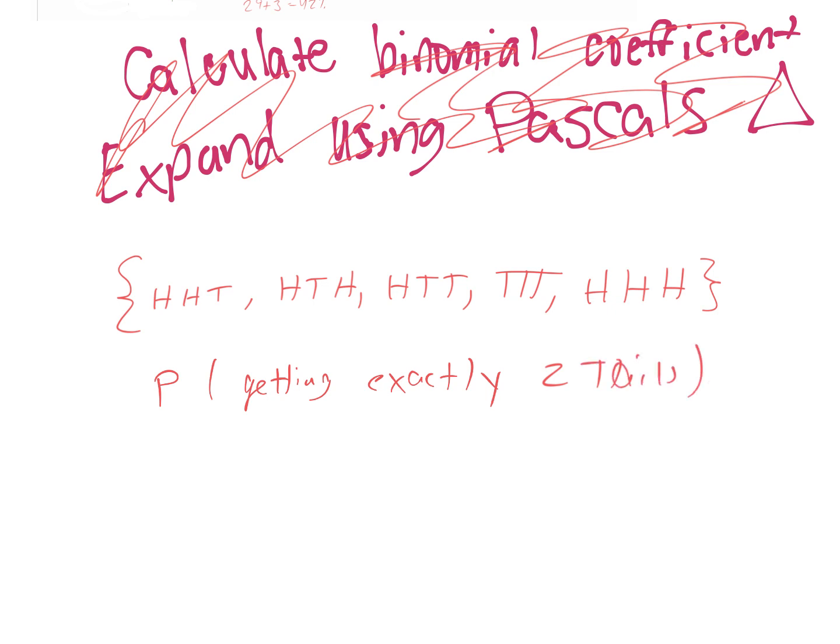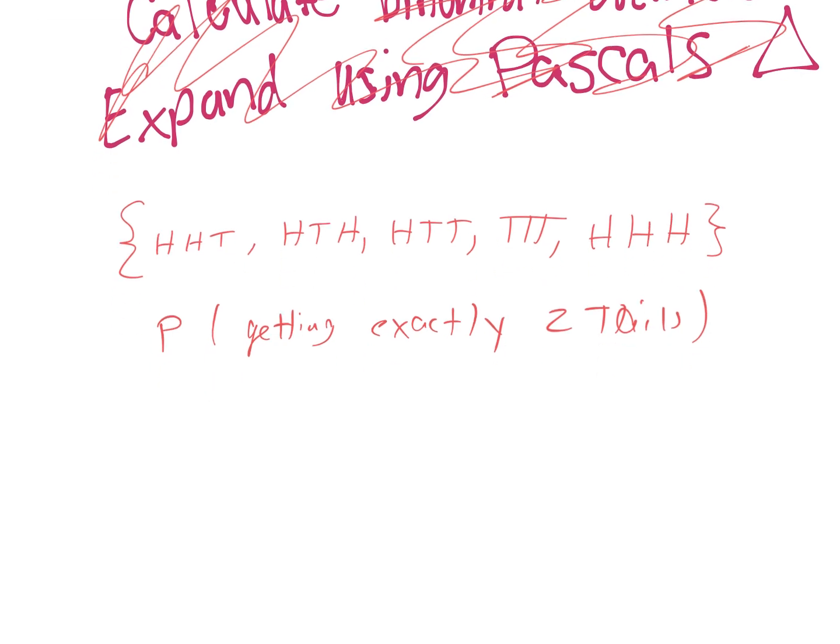I'm not asking you to flip anything. Look, how many outcomes are there? 1, 2, 3, 4, 5, right? Of those 5, how many have exactly 2 tails? Not 2 or more. How many have exactly 2 tails? So your probability there is 1 out of 5.